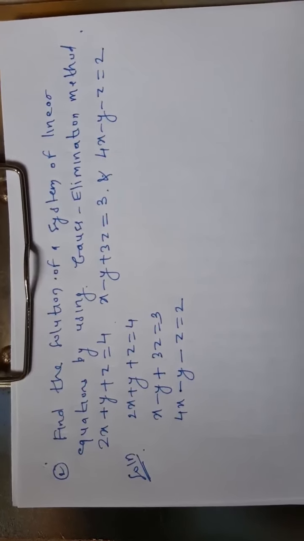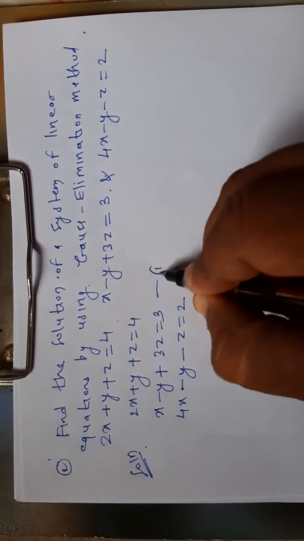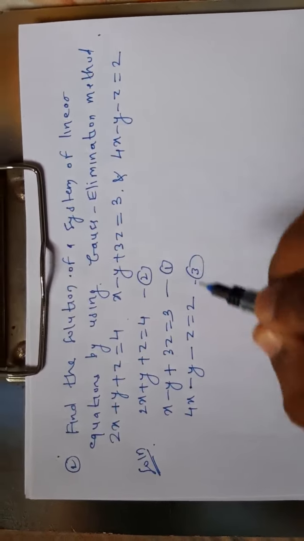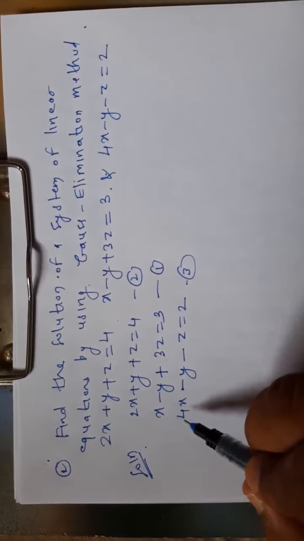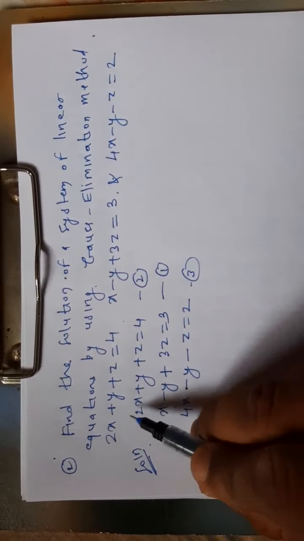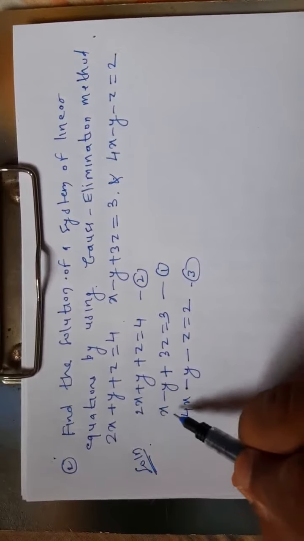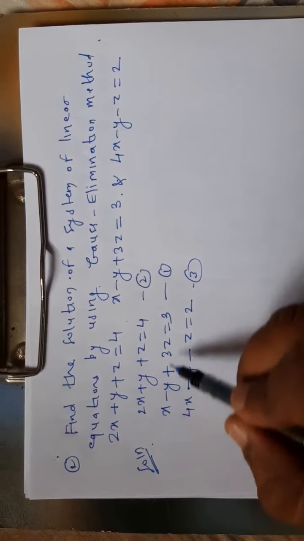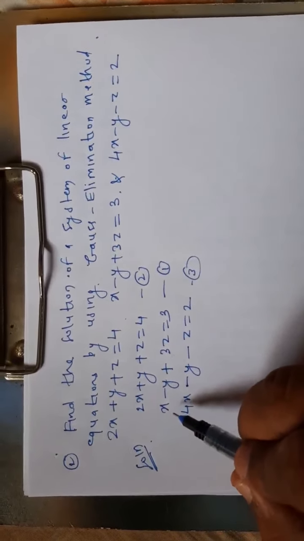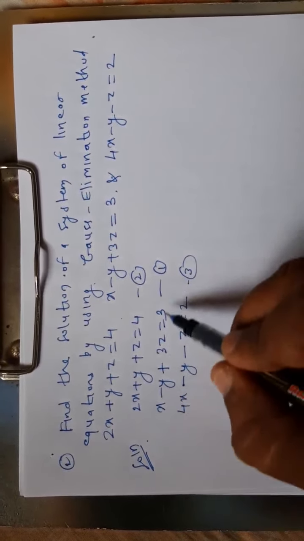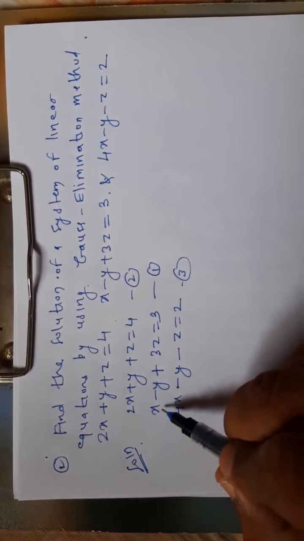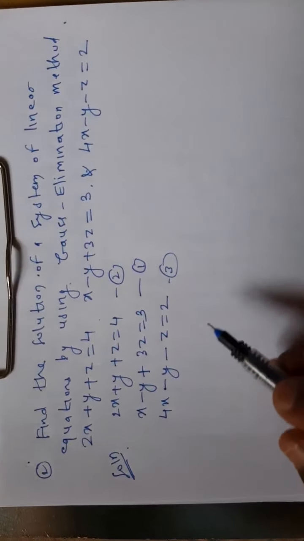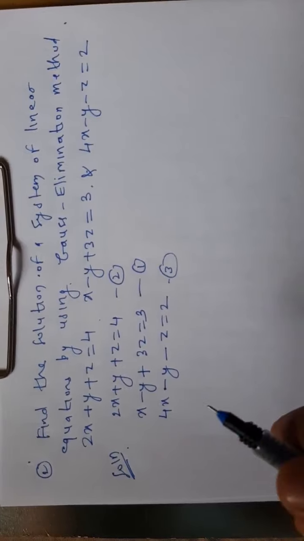So for my convenience, I will write this in the first row, this in the second row, and this in the third row, because we can see here the coefficients of x are 2, 1 and 4. If I write the second equation in the first row, it becomes easy for me to apply row operations, because here the coefficient of x is 1. If you write as it is, then also we will get the solution, no problem.